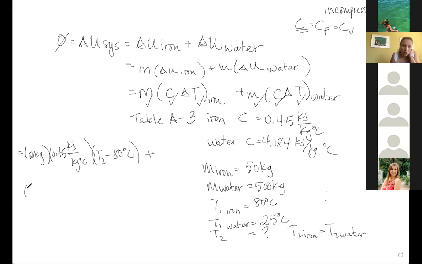plus the mass of our water, which is 500 kilograms, times our specific heat of our water, which is 4.184 kilojoules per kilogram degrees Celsius. And then T2 minus 25 degrees Celsius.